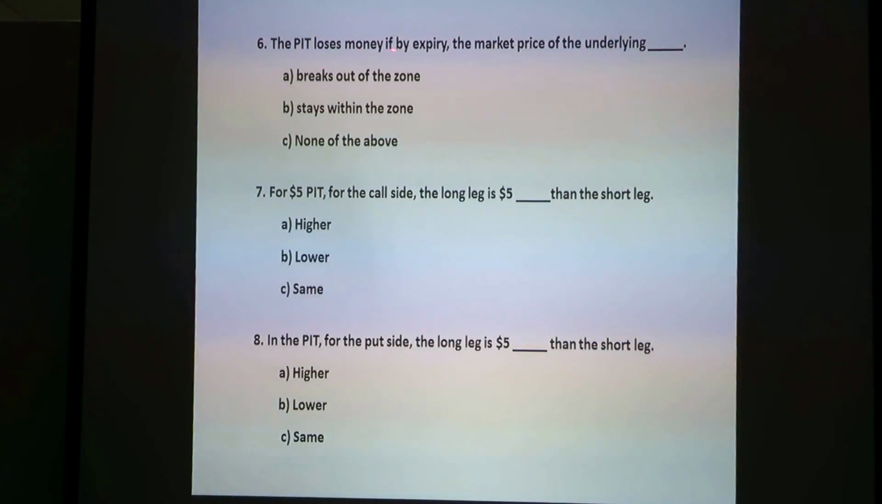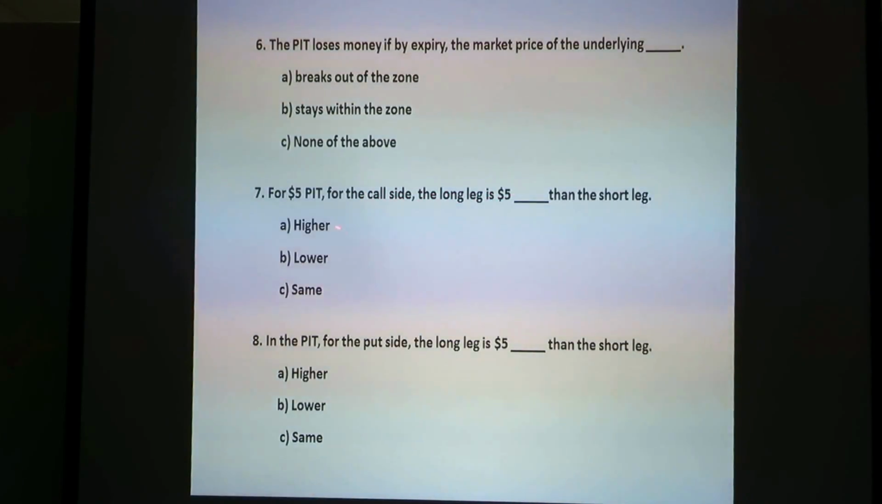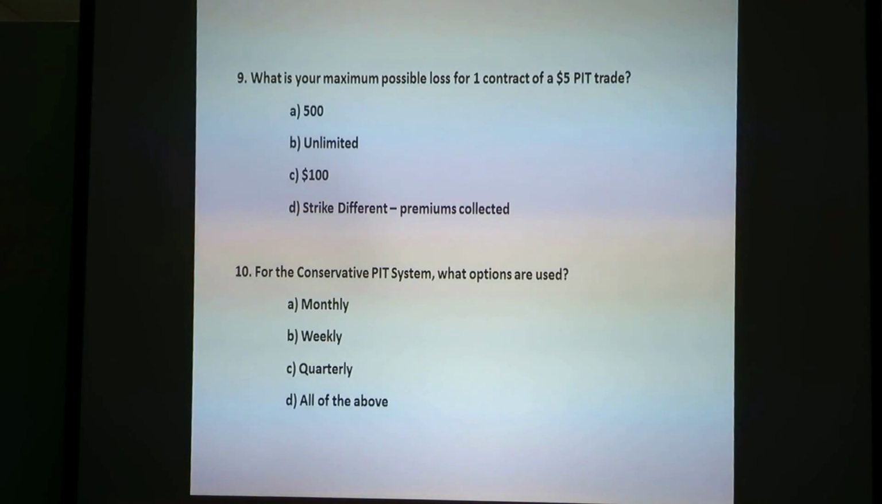Okay? If it loses money by expiry, the underlying market price, what happens to it? Up, down, or sideways? A. Break up. Good. For PICS, for the call side, the long leg is higher, lower, or same as the short leg? Higher. Good. In the PICS, for the put side, higher, lower, or same? Lower. Good.